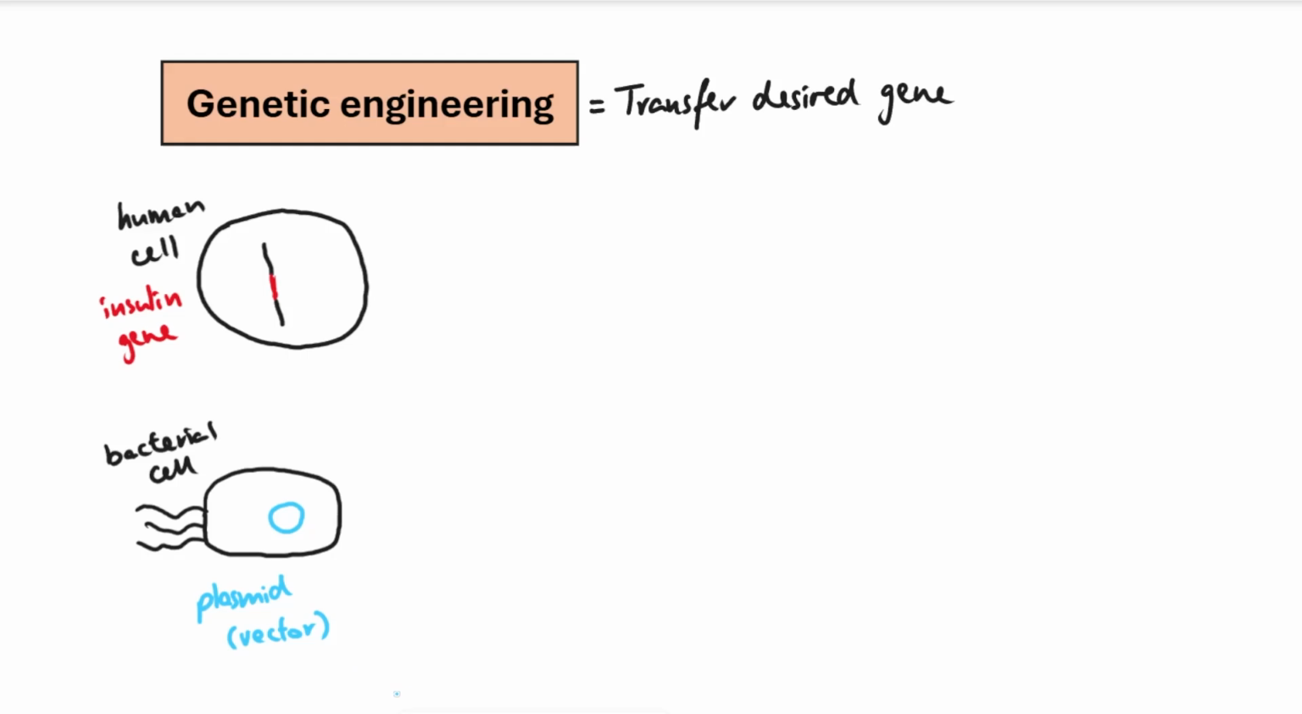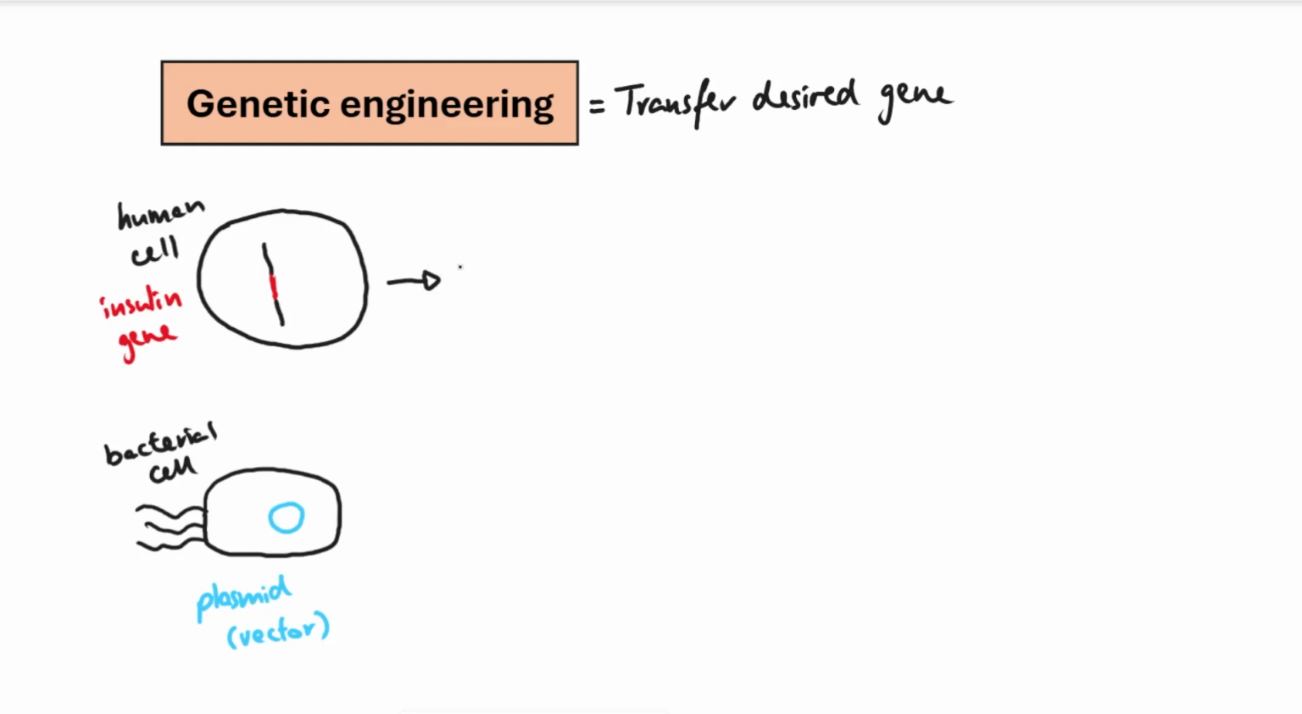So what we essentially want to do is to take the insulin gene out from the human cell and put it into a bacterial plasmid. The benefit of that is that if we put that plasmid back into the bacterial cell, it can make itself very, very quickly by binary fission, essentially making lots and lots of insulin for us in a very short amount of time. So that's much faster than waiting for a human cell to be making the insulin.